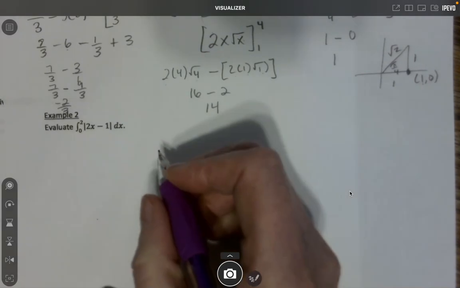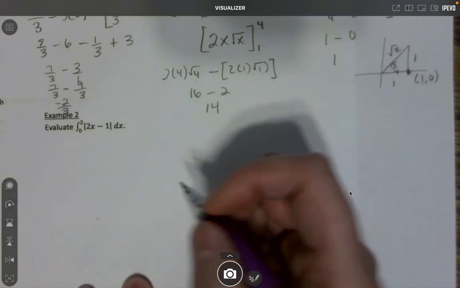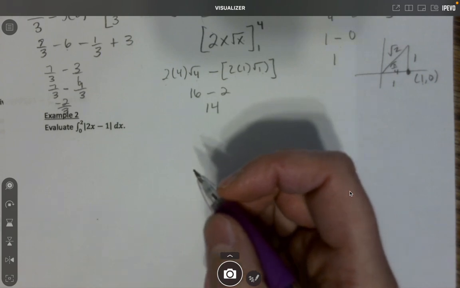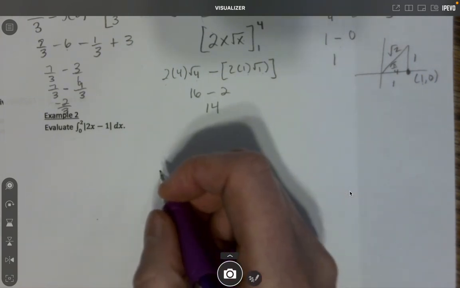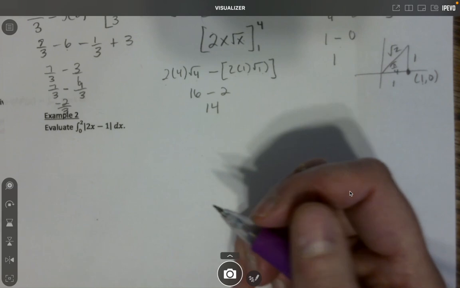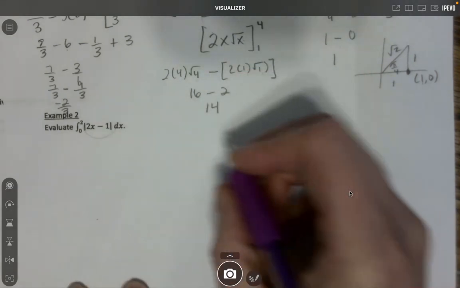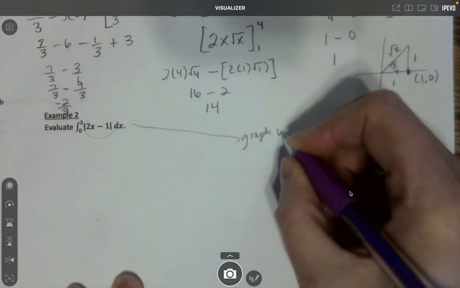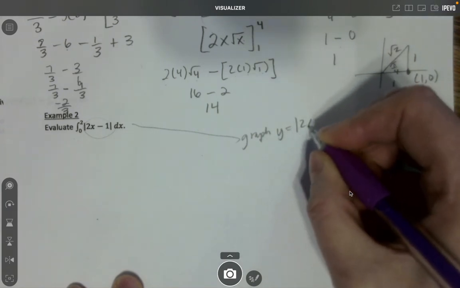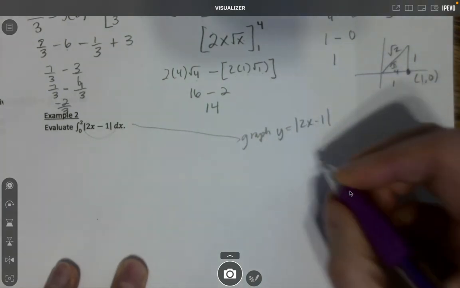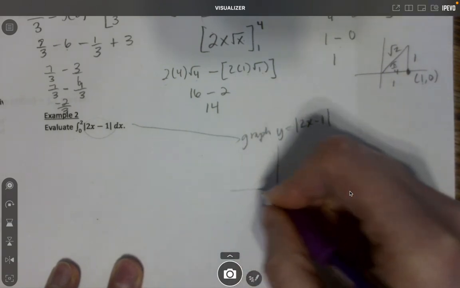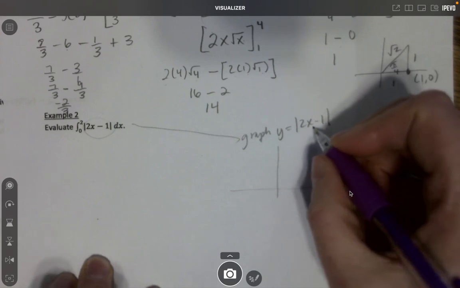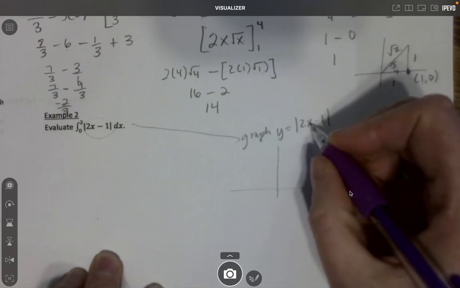All right, this one has an absolute value. So absolute value means we won't have anything negative. So let's see if we can figure out what is going on. So absolute value of 2x minus 1. So let's just graph y equals absolute value of 2x minus 1, right? I could make that graph. So the way that graph would look is if I think about what I would have to put in for x to make this a 0.